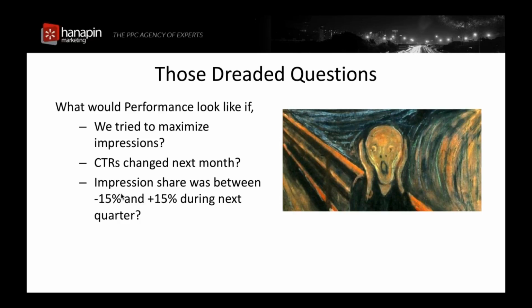But the dreaded questions, at least on my end, come up because someone comes to an analyst when things aren't going right in the account, things are going sideways, or they just aren't sure how to solve it. So we go and say, what would performance look like if we try to maximize impressions? What if our CTRs change next month? Or, what these tables are going to be really useful for us, what would happen over the next quarter or month if our impression share changed by negative 15% or plus 15%?